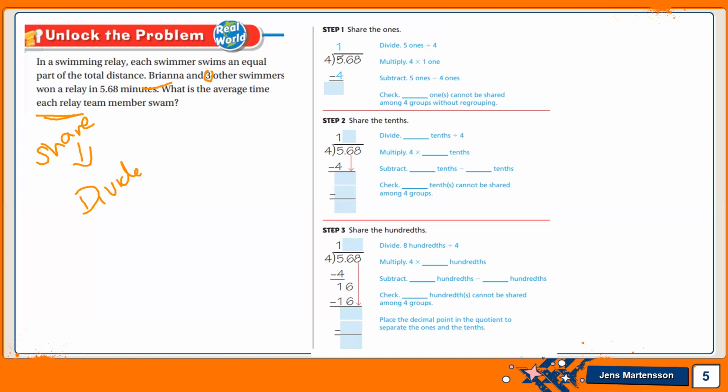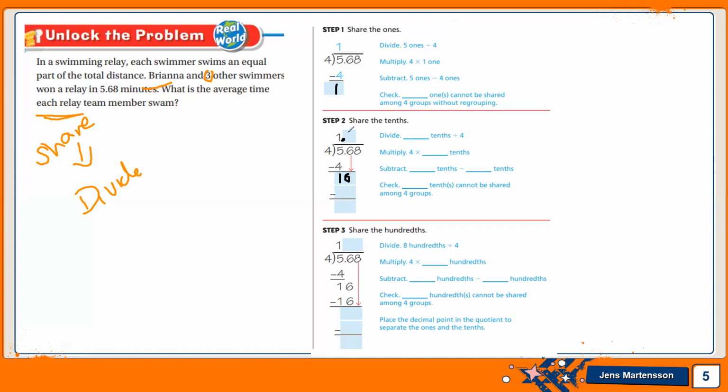Now then, 5.68 divided by 4. 5 divided by 4 is 1. 1 times 4, 4. 5 minus 4, 1. Bravo. Now then, what do you have after 1? Yalla, put the decimal point. Now 6 down. Yes, bravo.